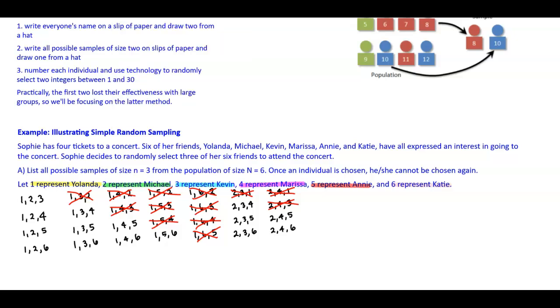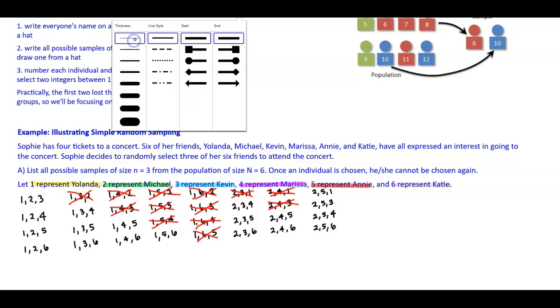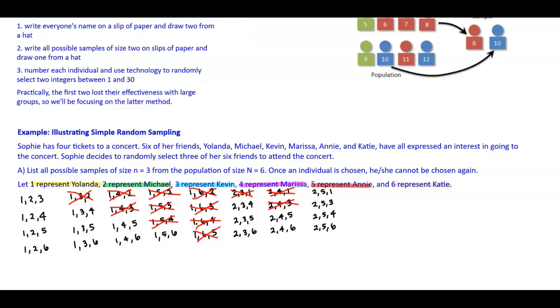Okay, now we're going to go ahead and go to 2, 5. So we have 2, 5, and then 1. We have 2, 5, and then 3. 2, 5, and then 4. We're not going to use 2 and 5 again, so we're going to go to 2, 5, and then 6. So are any of those repeated? Okay, well, 2, 5, 1 is from the first column.